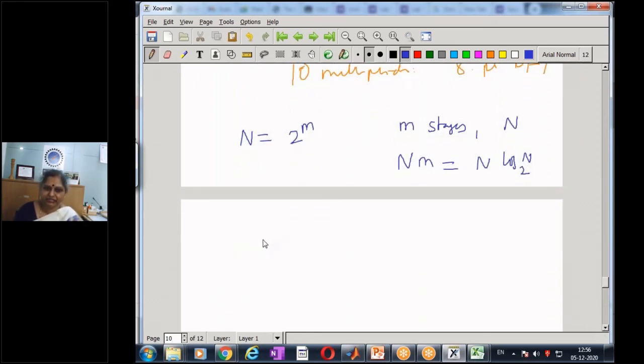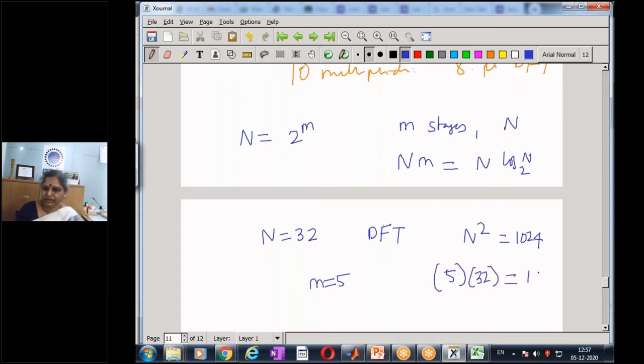So the number of multiplications gets reduced to n log n base 2. For example, if I have n as 32, and do a normal DFT computation, my number of multiplications is going to be n square, which is 32 square, which is 1024. Whereas how many stages will I have now? 32 is 2 to the power of 5. So instead of 3 stages as for n equal to 8, we are going to have 5 stages. So m is equal to 5 now. And then how many multiplications will I have? 5 into 32, which is 160.